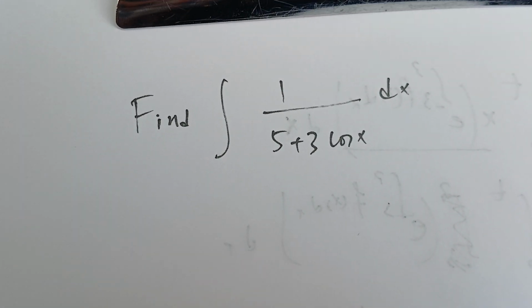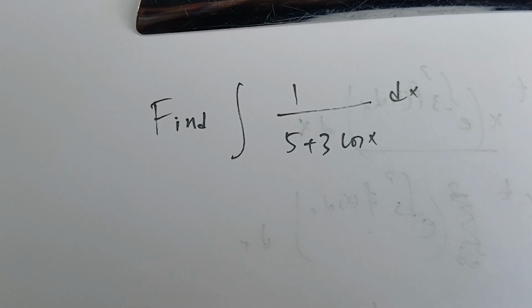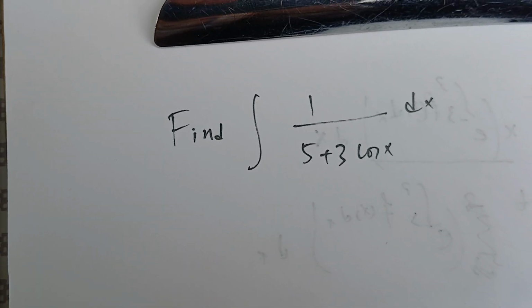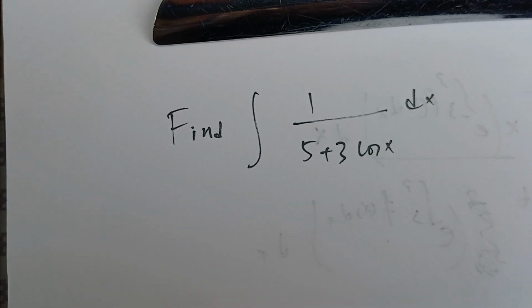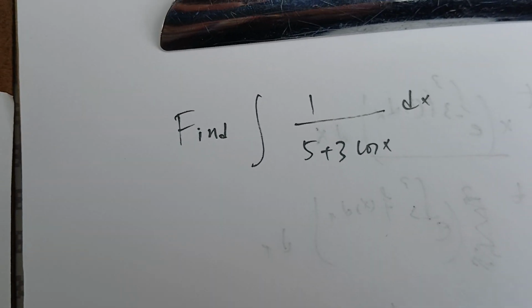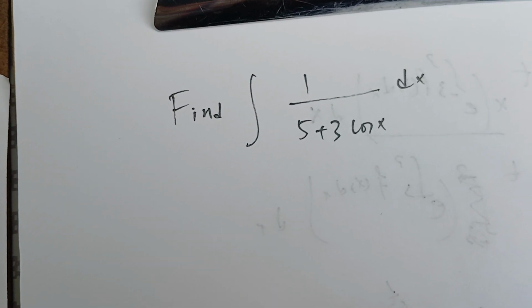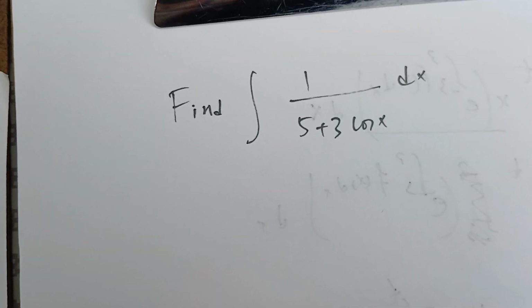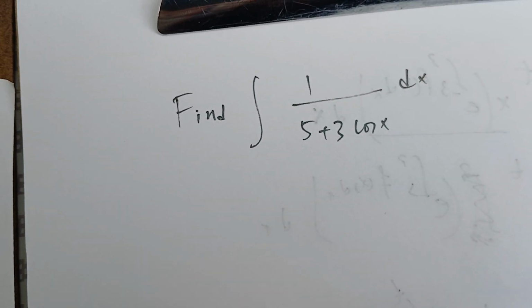Let's find the following integral. Here we have a fraction that contains the cosine of x. Most of the time it's very demanding to find a primitive of this kind. We need to do some work to find the primitive of a fraction that contains the cosine or the sine.